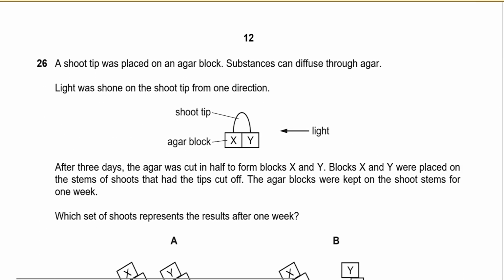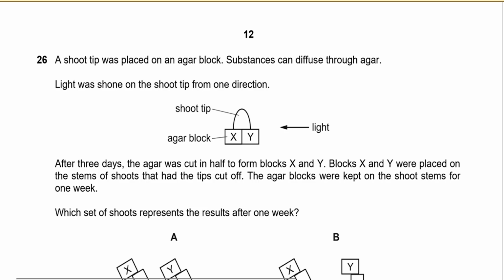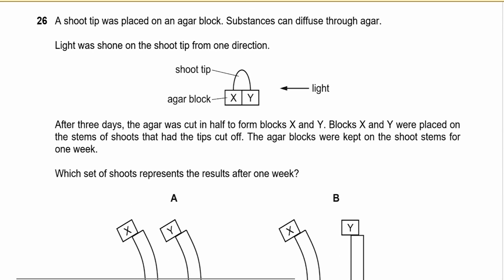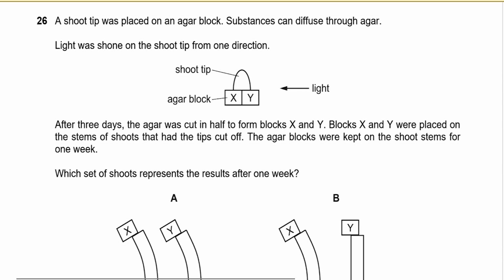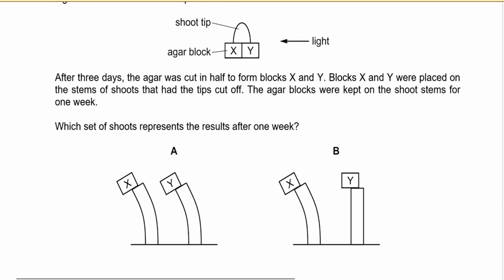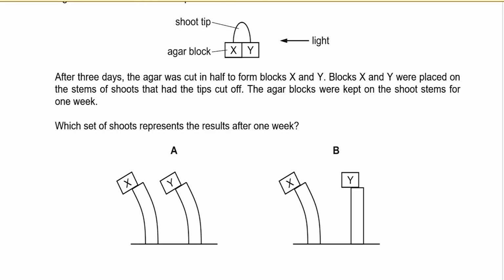Number 26 says, a shoot tip was placed on an agar block. Substances can diffuse through agar. Light was shown on the shoot tip from one direction, from direction Y going to X. After 3 days, the agar was cut in half to form blocks X and Y. Blocks X and Y were placed on the stems of shoots that had the tips cut off. The agar blocks were kept on the shoot stems for 1 week. Which set of shoots represents the result after 1 week?